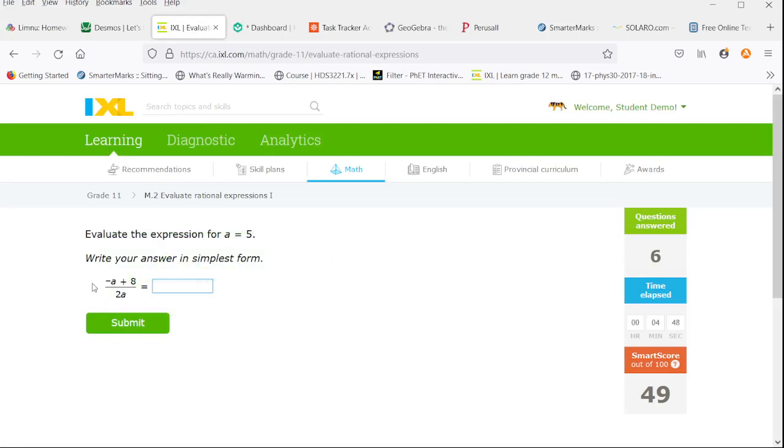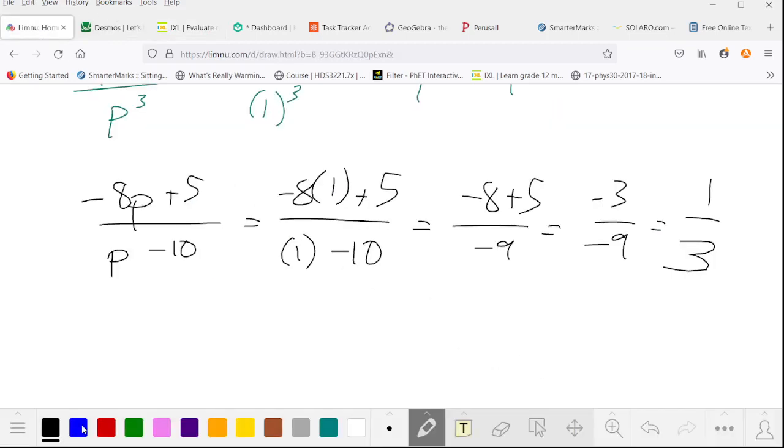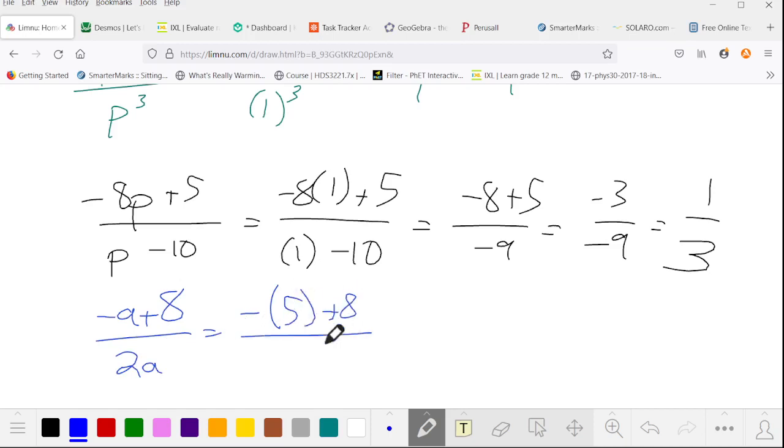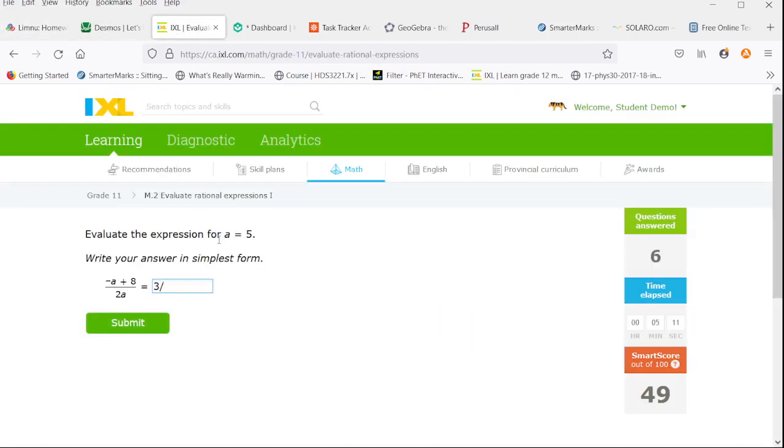Now we have a negative a plus 8 over 2a, and we want it for a equals 5. Negative a plus 8 over 2a. When a equals 5, again, we substitute it in brackets. And that makes 3 over 10, which does not reduce.